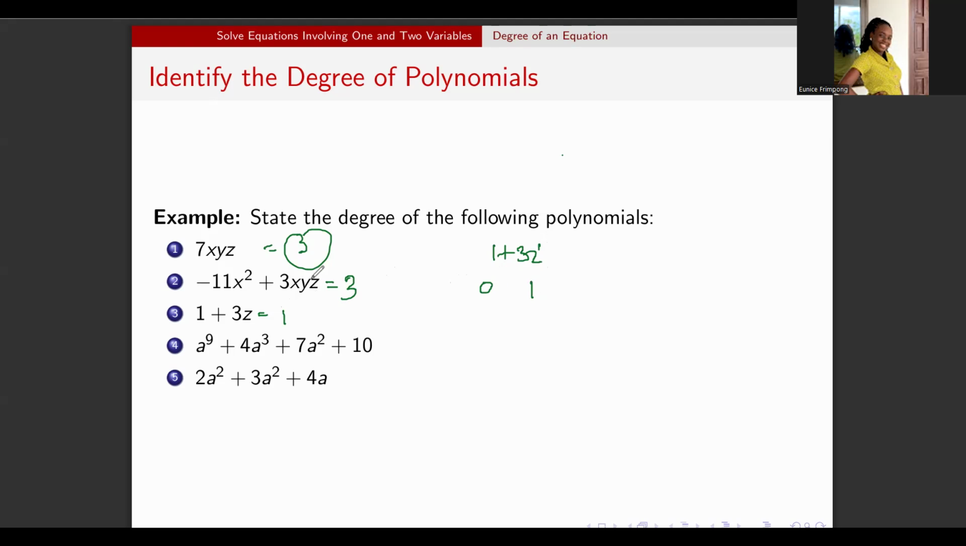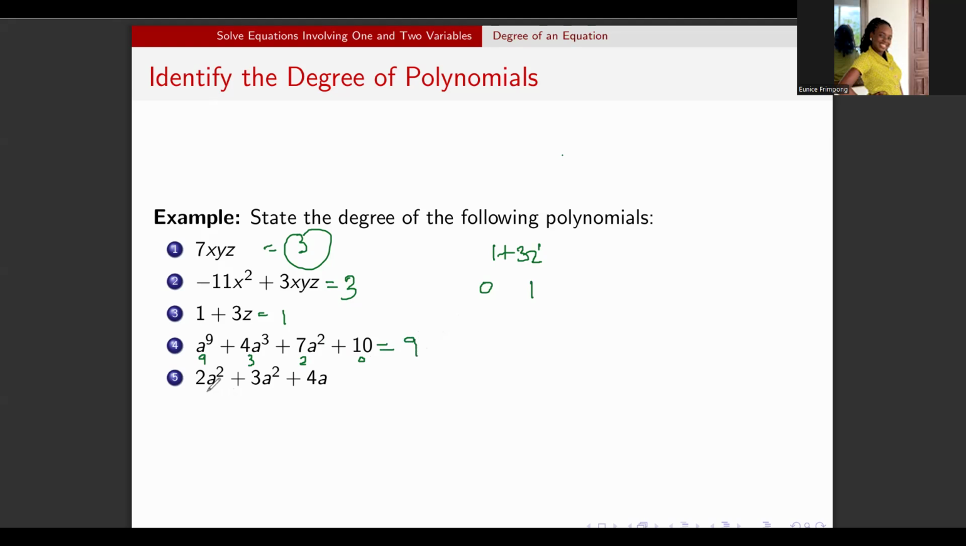Now we have a to the power 9 plus 4a to the power 3 plus 7a squared plus 10. Of all of these, the degree of the first term is 9. Degree of second term is 3. Degree of third term is 2. Degree of last term is 0. So of these four numbers, the biggest number is 9. So we conclude that the degree of the entire expression is equal to 9.